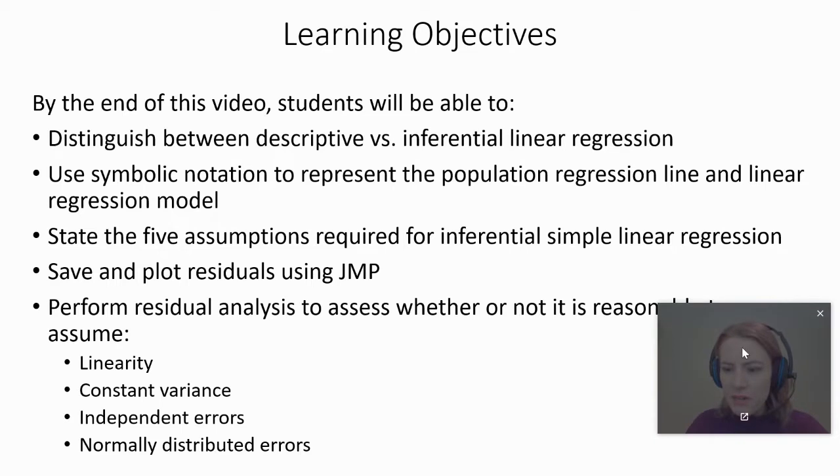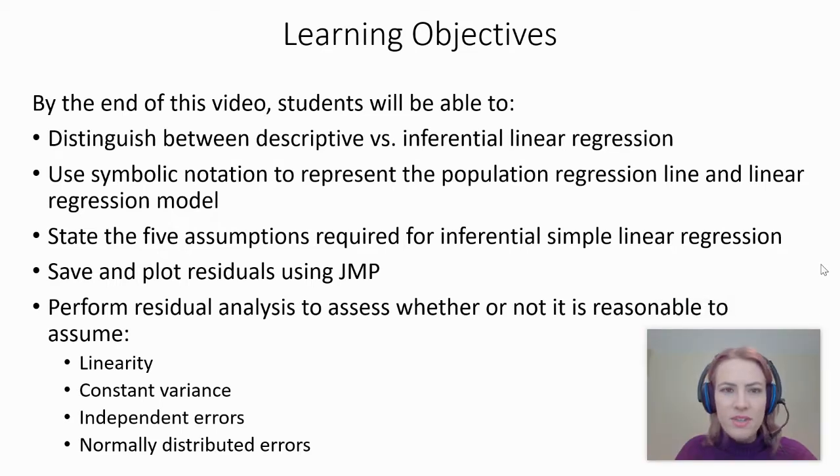All right, here are our learning objectives, and we'll check in at the end to see how we did on addressing each of these points.